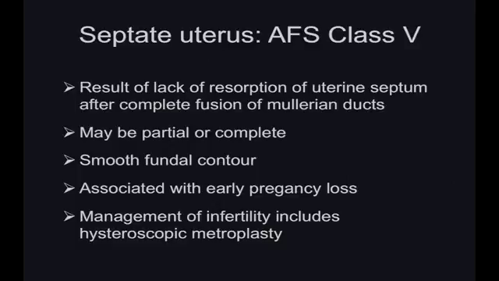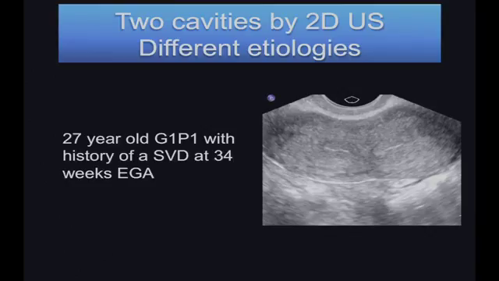As I mentioned, there's always a smooth fundal contour, or occasionally it might be slightly undulated, but very, very small. It's associated with early pregnancy loss, and the management of infertility includes a procedure, a hysteroscopic metroplasty, removal of the septum. So here's a second patient, two cavities.